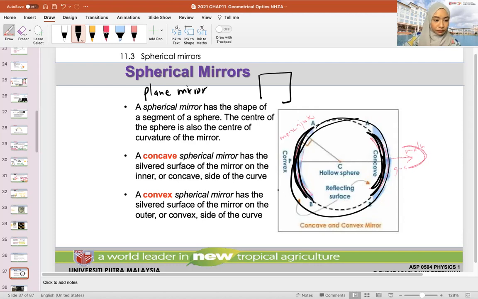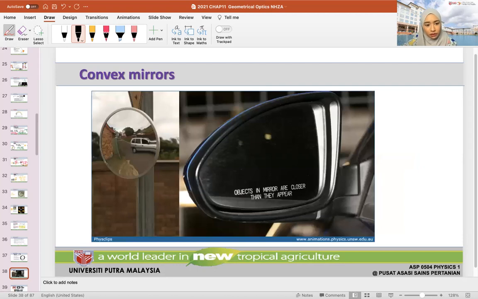I hope not. Okay, so concave and convex. So this is an example of a convex mirror. An example is your side mirror. Objects in mirror are closer than they appear. So it doesn't give you the actual distance. It looks farther away, but actually it's closer. Objects in mirror are closer than they appear. You look at it and it looks as if it's far away, but actually it's just behind you.